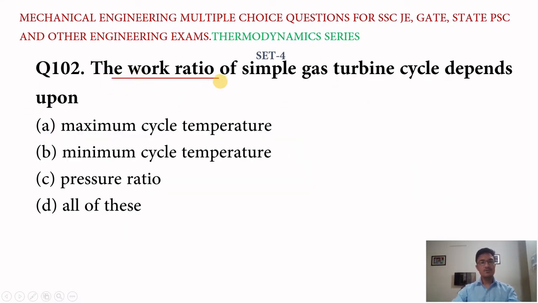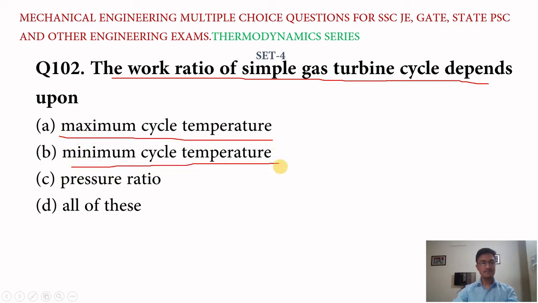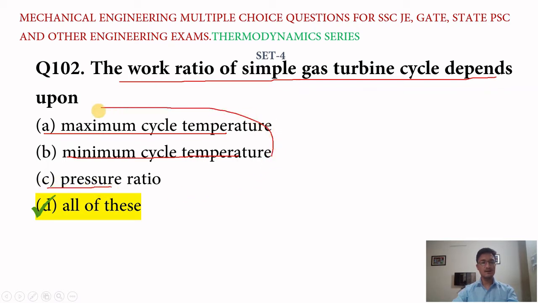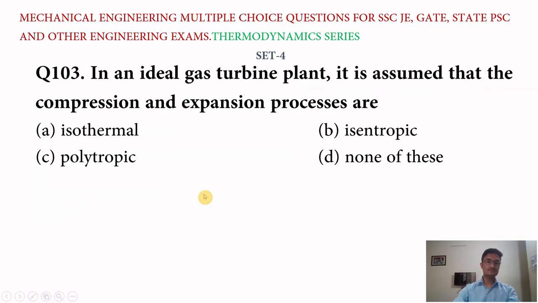The work ratio of a simple gas turbine cycle depends upon option A, maximum cycle temperature, B, minimum cycle temperature, C, pressure ratio, option D, all of these. So the answer is all of these. The work ratio of a simple gas turbine cycle depends upon maximum cycle temperature, minimum cycle temperature, and pressure ratio. All of the above is the answer. Let's move to the next question.